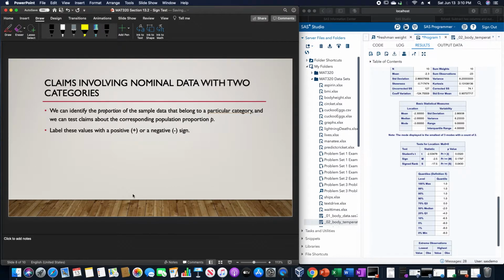Now, involving nominal data with two categories, we can identify the proportion of the sample data that belong to a particular category, and then test claims about the corresponding population proportion p, and then label these values with a positive or negative sign as appropriate.